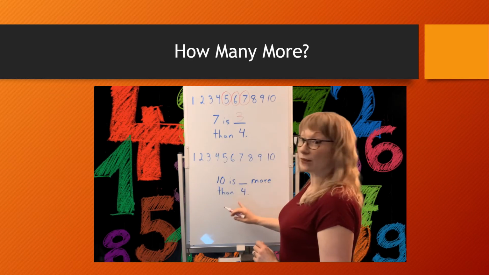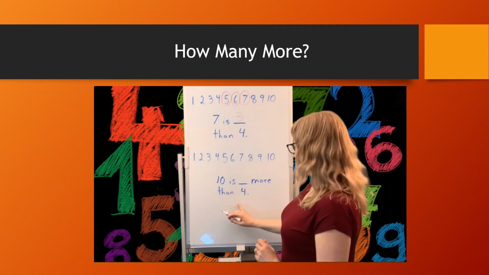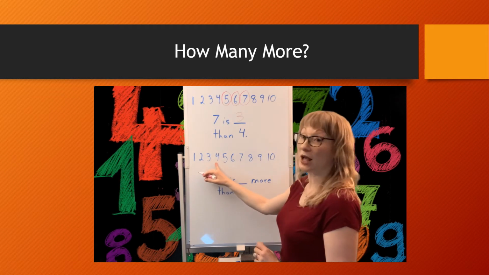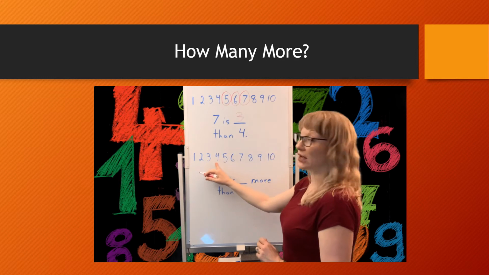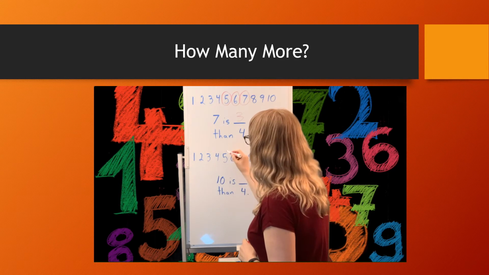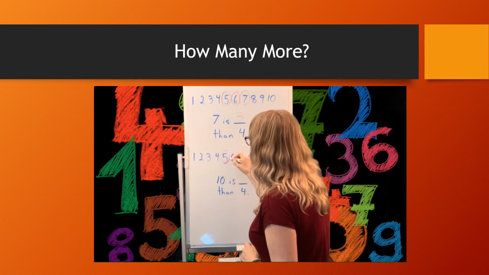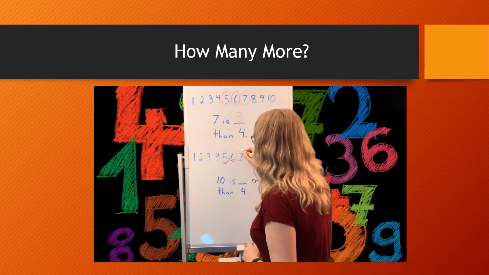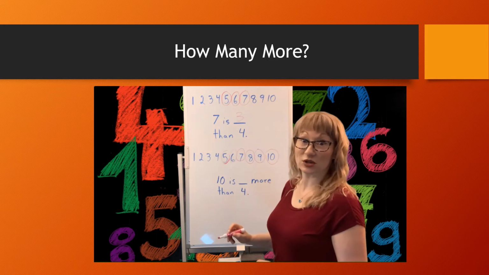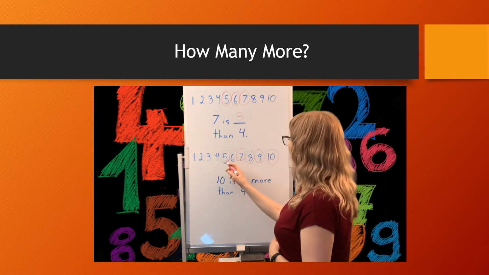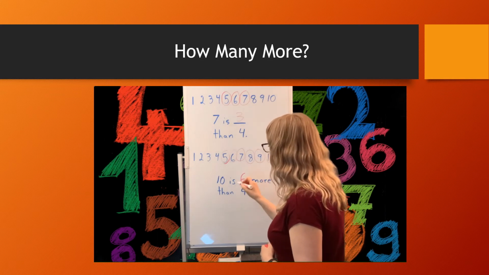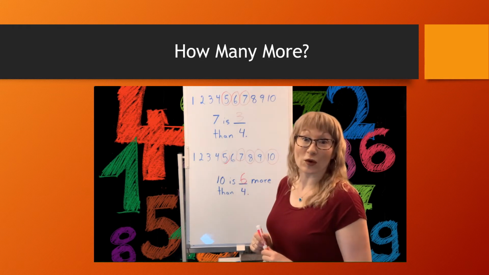10 is blank more than 4. Okay, well, let's find our 4. We want to figure out how much bigger 10 is. Well, don't circle the 4. That's just our starting place. 5, 6, 7, 8, 9, 10. Whoa, it's quite a bit more. It's 1, 2, 3, 4, 5, 6 more than 4.